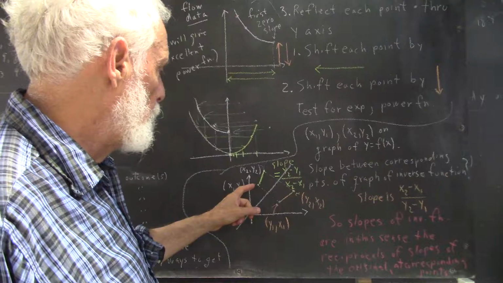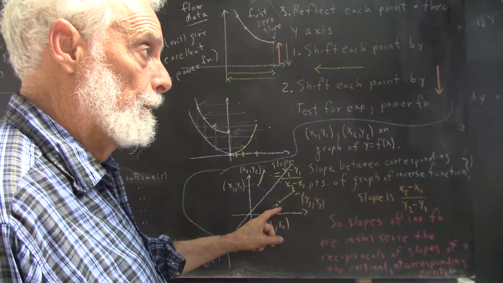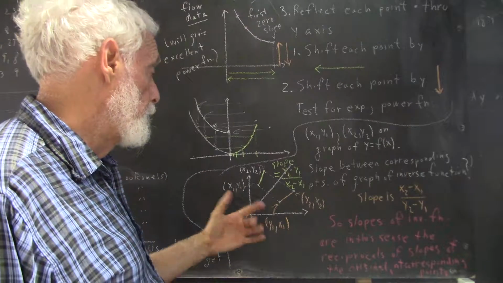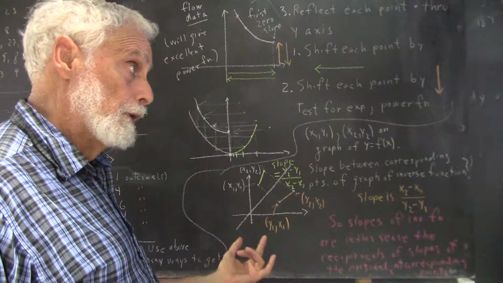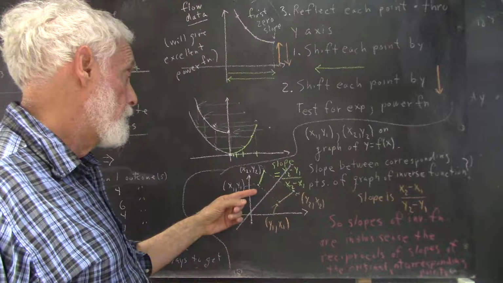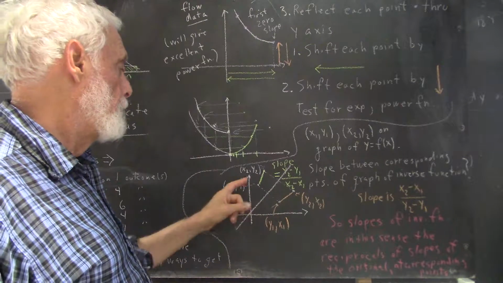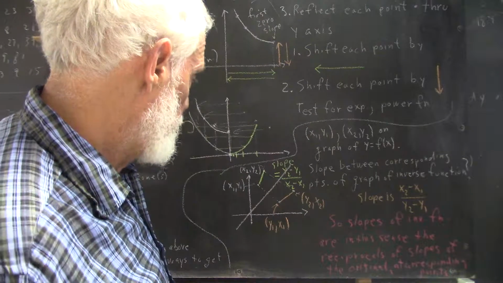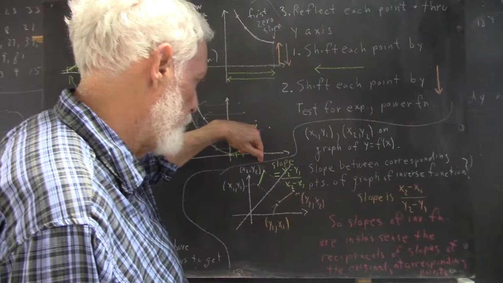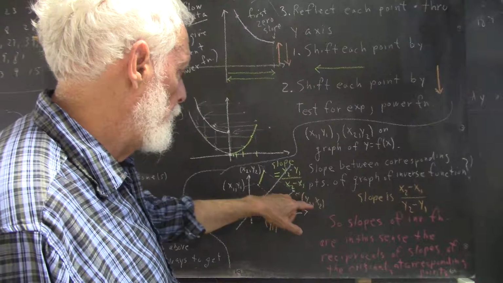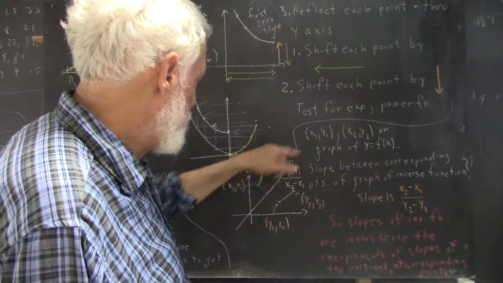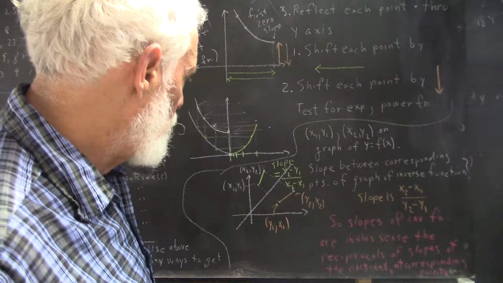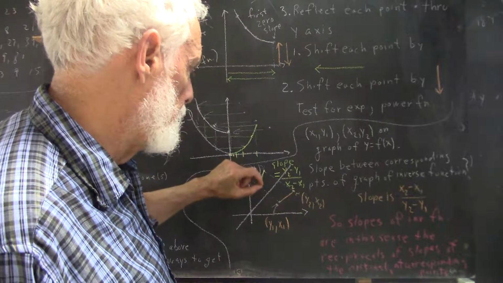So x1, y1 reflects over here to the point y1, x1, because when you reverse the coordinates, you reflect the point through this line, one of the things you were asked to prove. Okay, then x2, y2 is up here, y2, x2 is here, a reflection through this line of the x2, y2 point. Okay, well, what's the slope of this green segment?